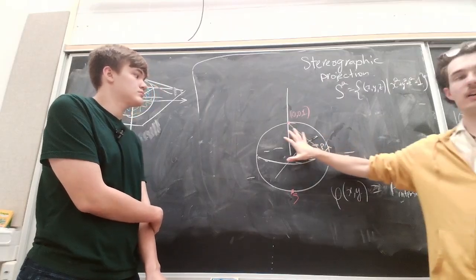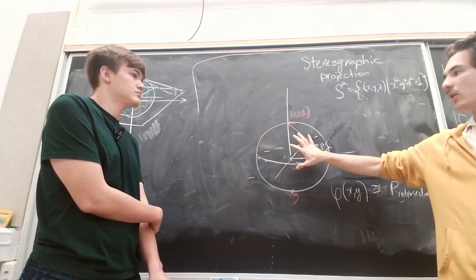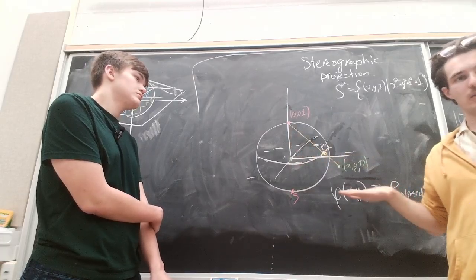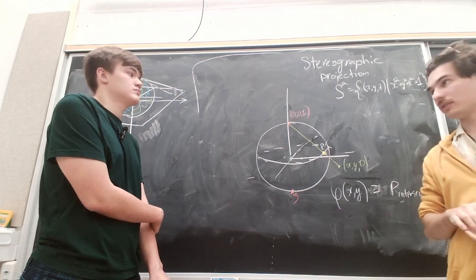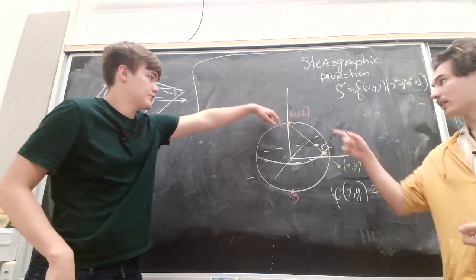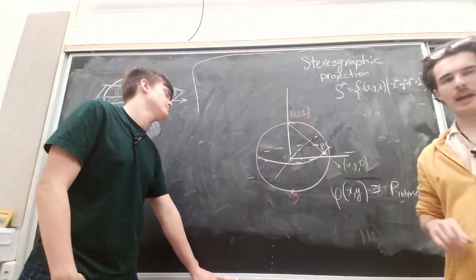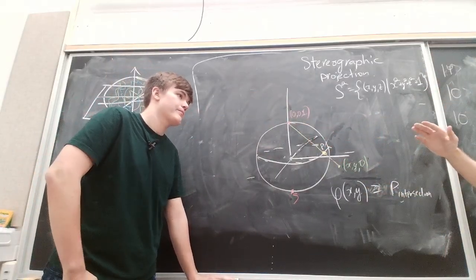And so now we've managed to cover this. We've assigned an xy coordinate to every point except for one point. What is this point? The North Pole, right? And why does it make sense that I can't assign something to the North Pole?